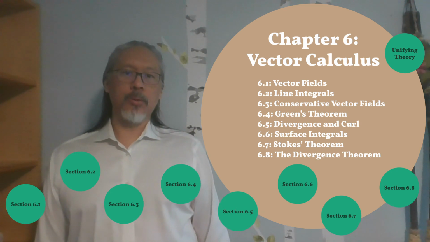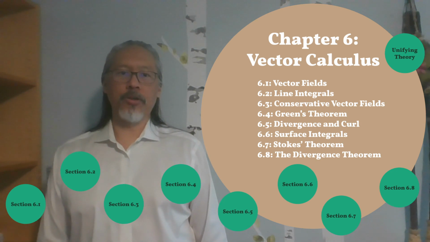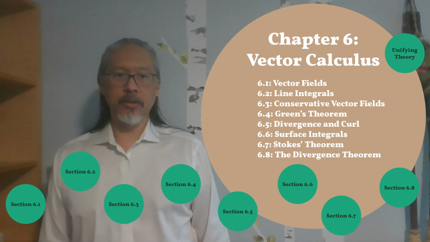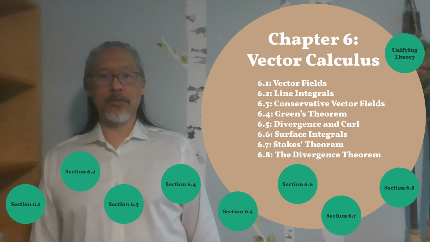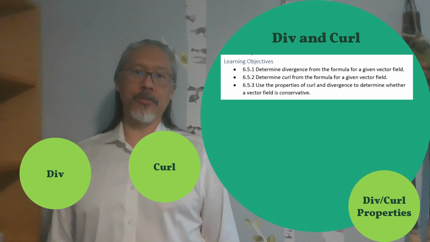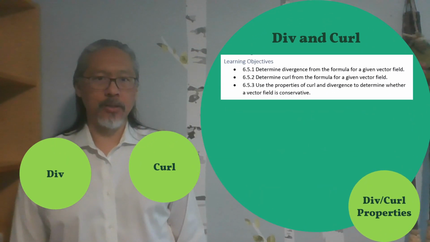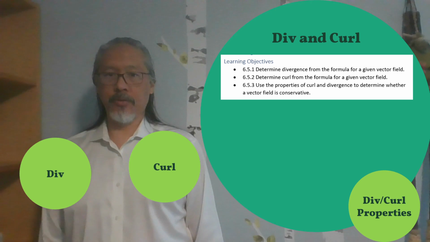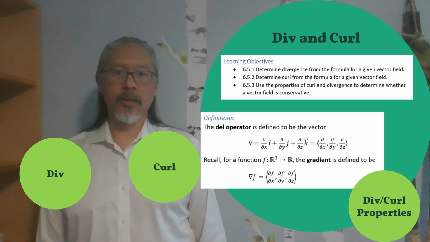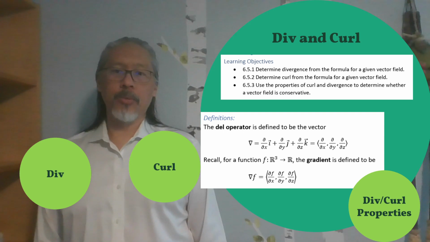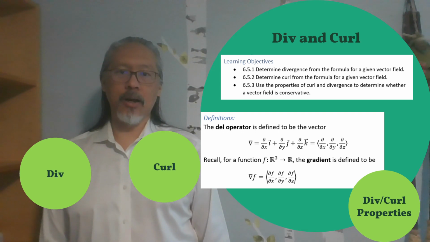In this video, we will take a look at section 6.5, the divergence and curl, and finally get to see some derivative action on your vector fields. So the div and the curl are two types of derivatives that you can take on the vector fields. But first, before we get into that, let's take a look at the del operator.